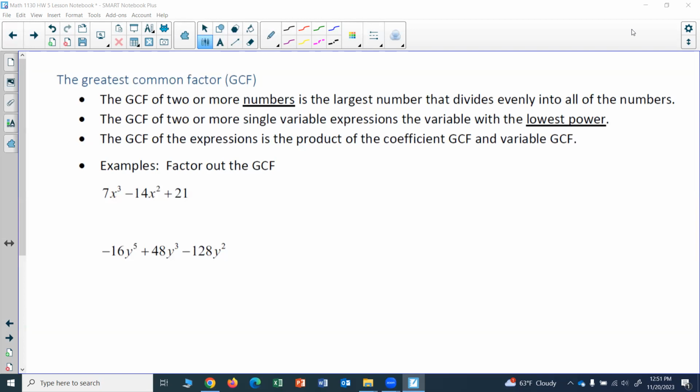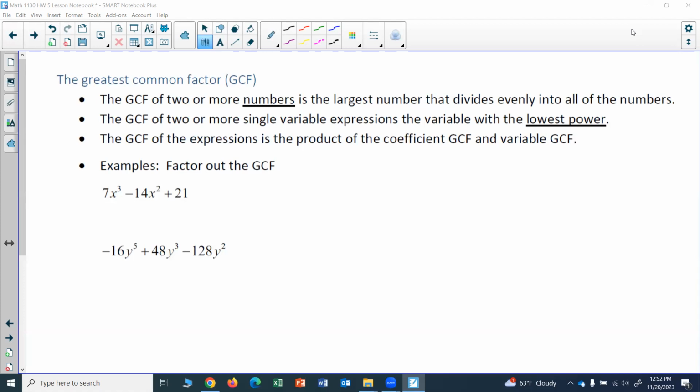The GCF of two or more numbers is the largest number that divides evenly into all of the numbers. The GCF of two or more single variable expressions is the variable with the lowest power. The GCF of the expressions is the product of the coefficient GCF and the variable GCF. In these examples, we're asked to factor out the GCF, or greatest common factor.